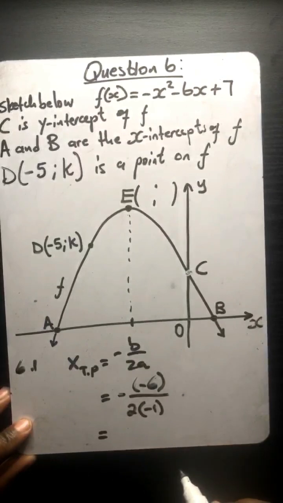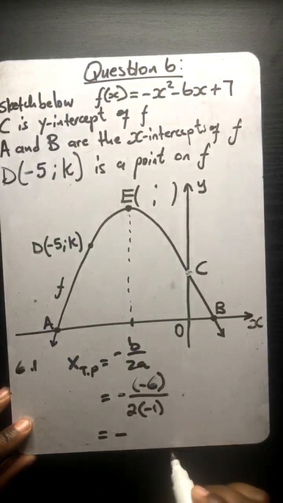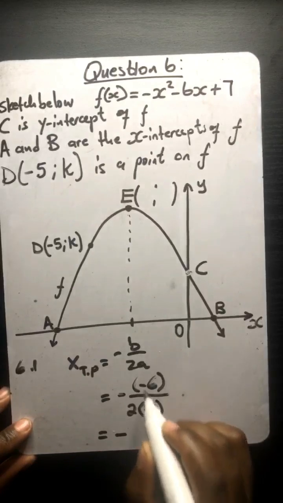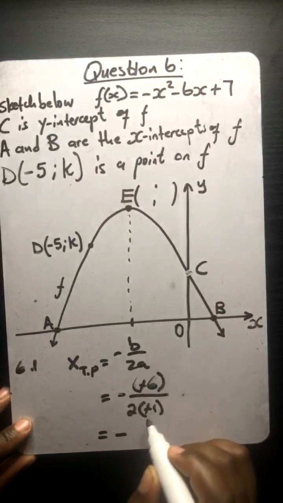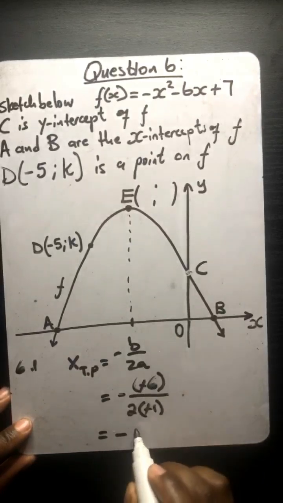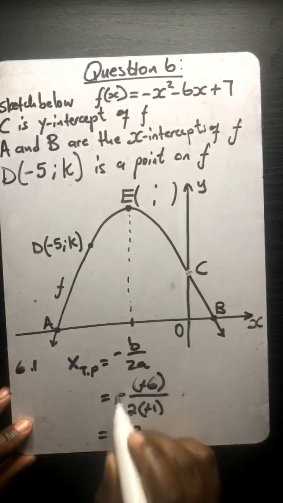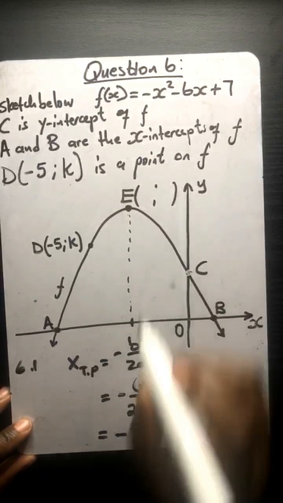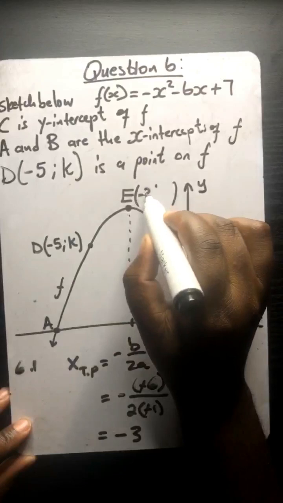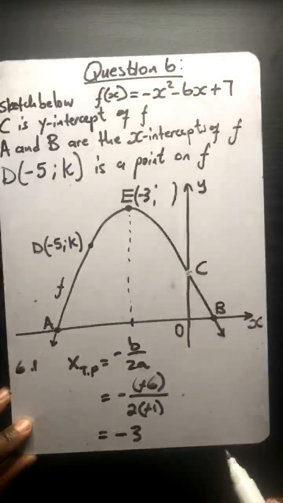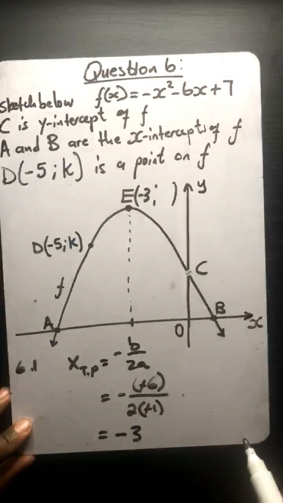I think the answer is negative 3. Because that negative cancels, and then 6 divided by 2, it goes 3 times into 6, and there's that negative. So you actually calculated the x value at the turning point. Now you need the corresponding y value.